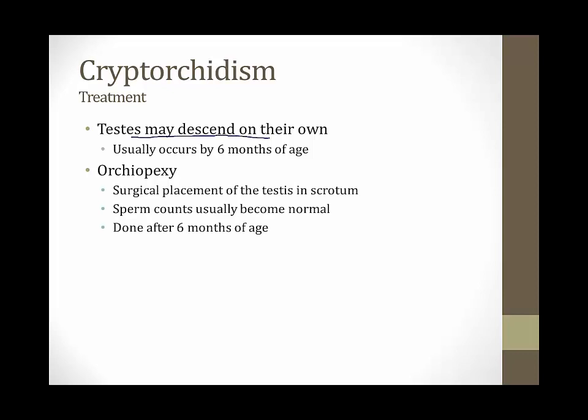This condition can initially be observed. The testes may descend on their own. They usually do this by 6 months of age. The surgical procedure to correct cryptorchidism is called an orchiopexy. It's surgical placement of the testes in the scrotum. When this is done, the sperm counts usually become normal, and this is usually done after 6 months of age if the testes don't descend on their own.